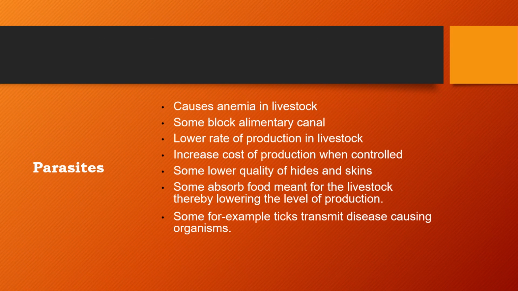We have to look also at the parasites and their effects on agriculture. One, they cause anemia in livestock, whereby they suck the blood of the animals so that they cause anemia, which may cause death at long last. Some block the alimentary canal, which makes the animal uncomfortable. They also lower rates of production in livestock. They increase cost of production when controlled.